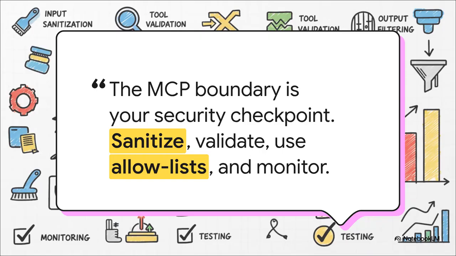Look, if there's one key thing to take away from all of this, it's this. You have to treat the boundary, the place where your AI meets user data and external tools, like a critical security checkpoint. Every single piece of data that crosses it, whether it's coming in or going out, has to be inspected. Sanitize, validate, use allow lists, and monitor. That is the core philosophy.